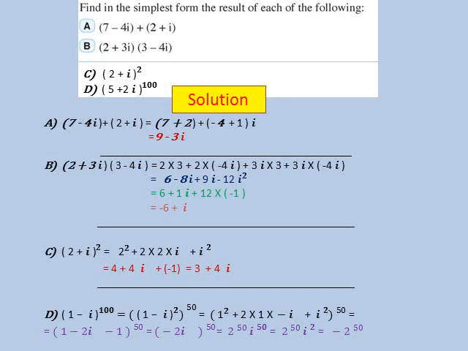i power 50. 50 isn't a multiple of 4. What is the nearest multiple of 4 to 50? 48. Excellent. So it will be i power 2. i power 2 equals negative 1. Negative 1 times 2 power 50 will give us negative 2 power 50.